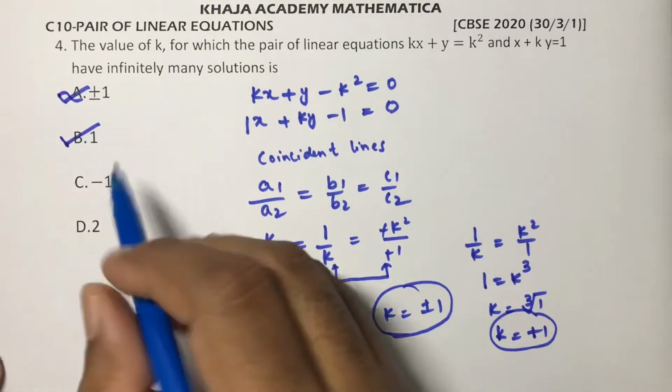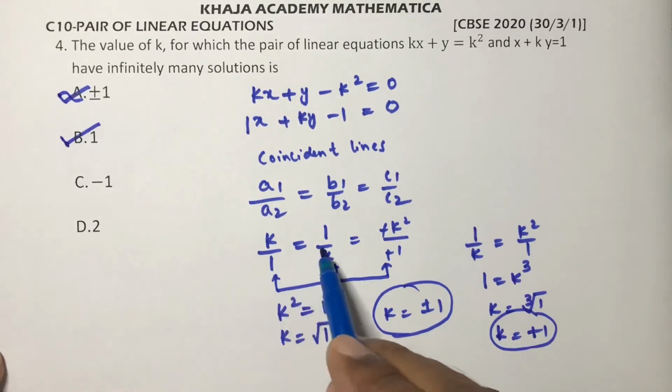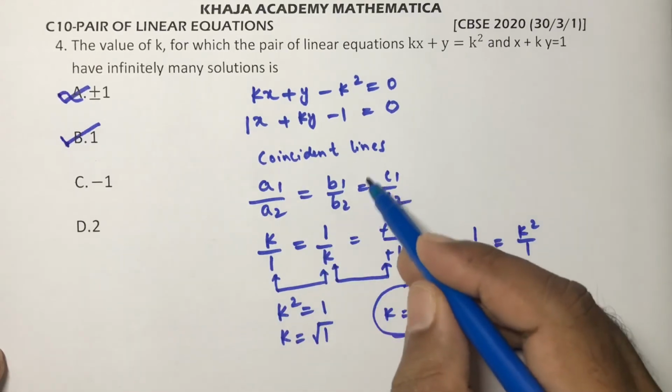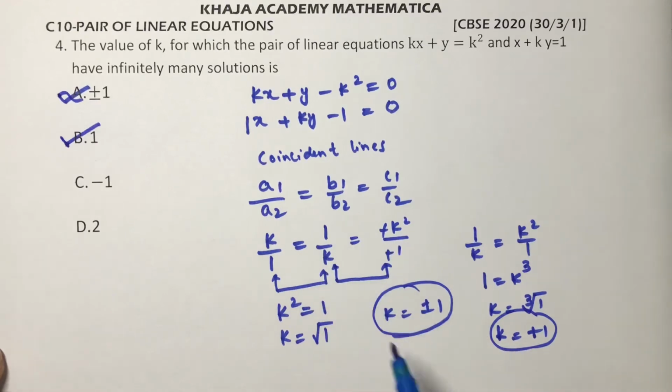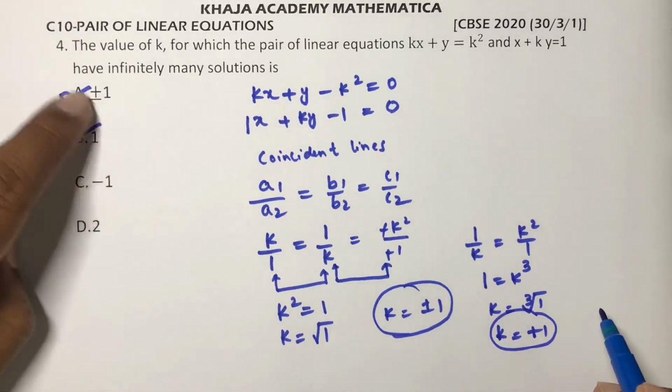Sorry, the correct option is B, k equals 1, because if I take only these two and they are equal, then if it is not equal to c1 by c2, the lines may be parallel. So we need to check this last part also, because here I am getting k cube equals 1. If k cube is 1, k cannot be minus 1. So we should take only plus 1. Here by mistake I kept a, plus or minus 1, in a hurry, but the correct answer is B, 1.